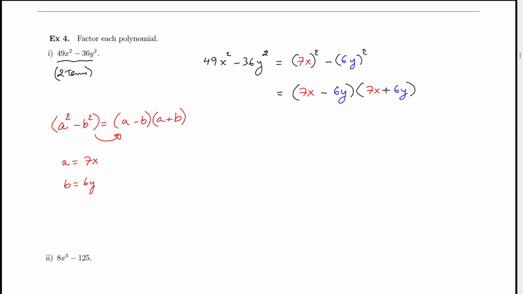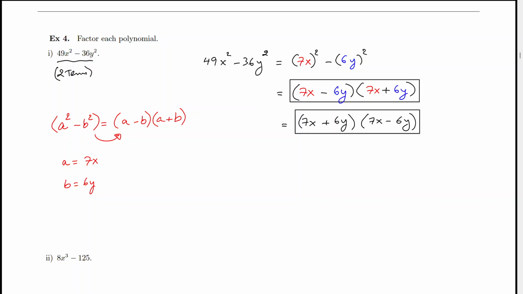Now, I ended up putting 7x minus 6y first, but you can put 7x plus 6y first. As long as the other parentheses has the minus, you will be okay. So there are 2 possible ways of writing down the solution, depending on which one you want to put first. Both of these are equivalent, though.